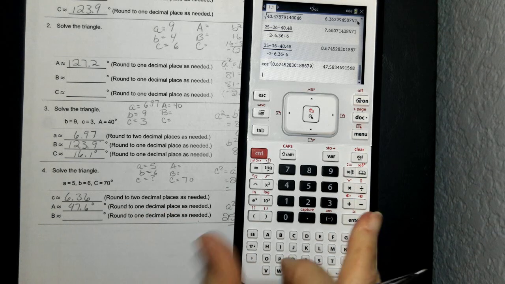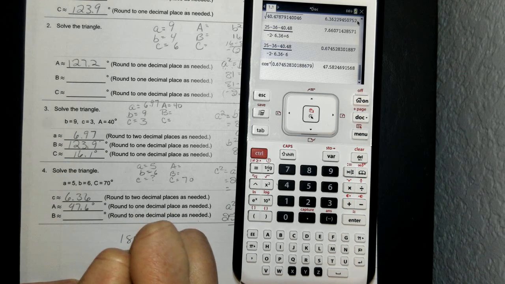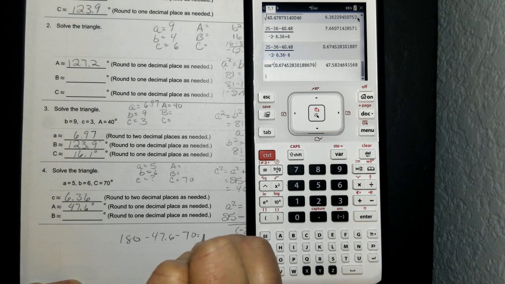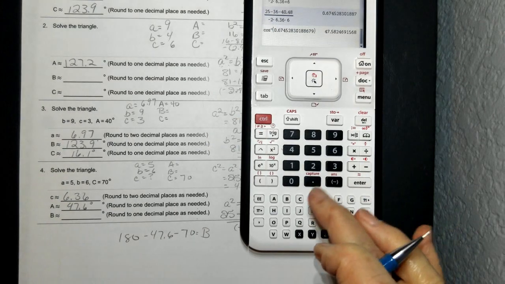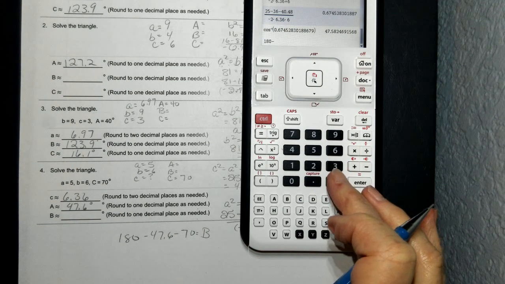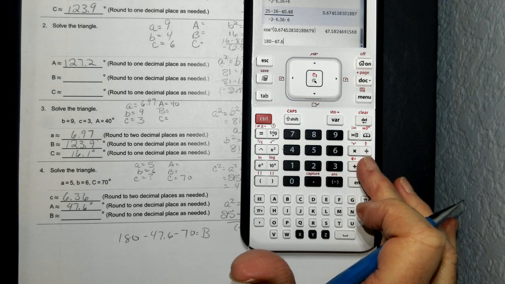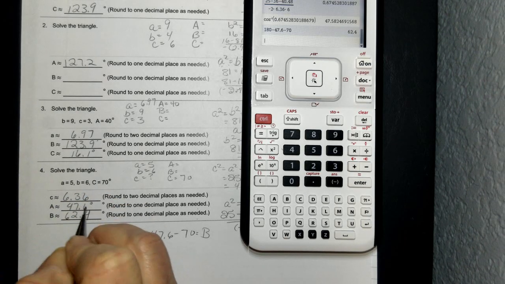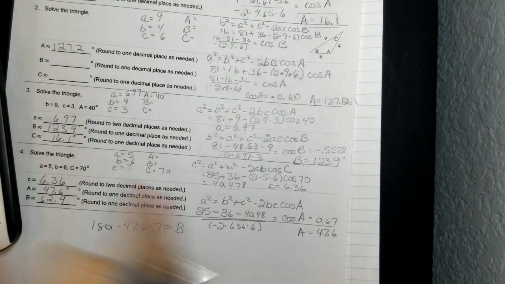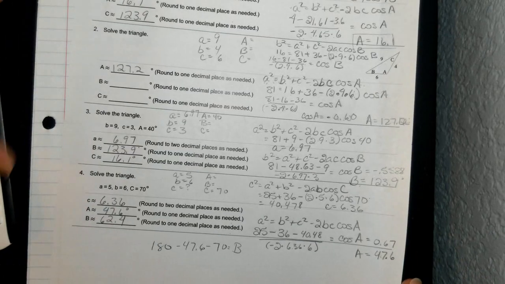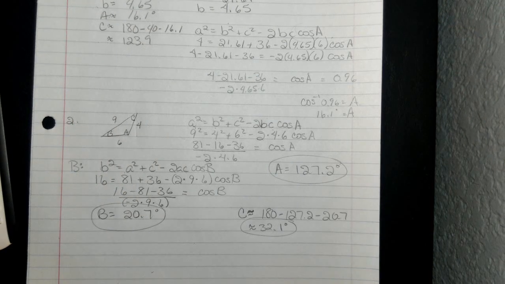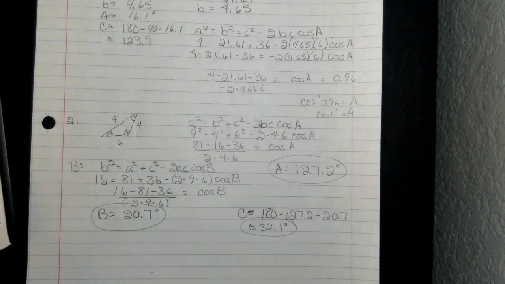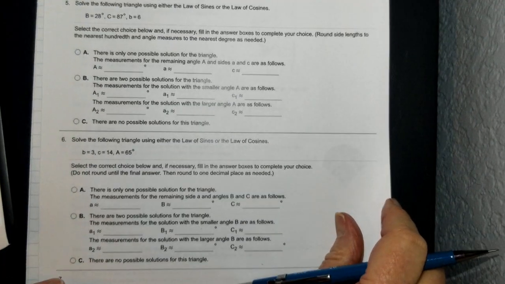And we already have one other angle, so for B, we just need to do 180 minus 47.6 minus 70 equals B. 180 minus 47.6 minus 70 equals 62.4. There we go. So again, we've repeated ourselves pretty much for all 4 problems. Let's move on to a little bit more challenging.